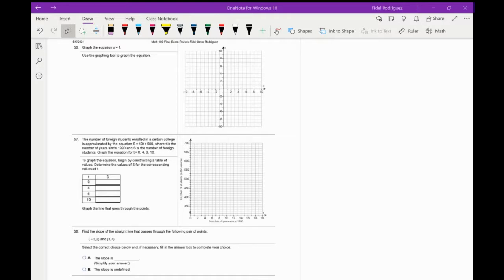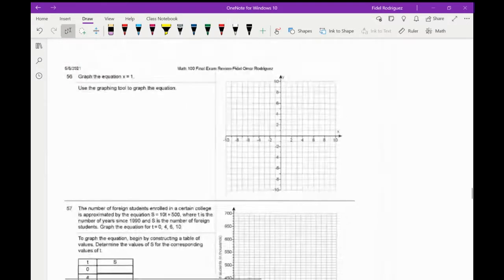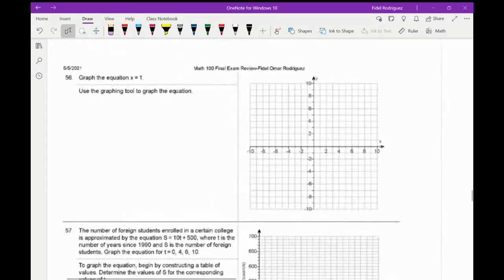Any three? 56, definitely. Let's do 56, y'all. Okay, so guys, 56, it's asking me to graph the equation x equals 1, okay?